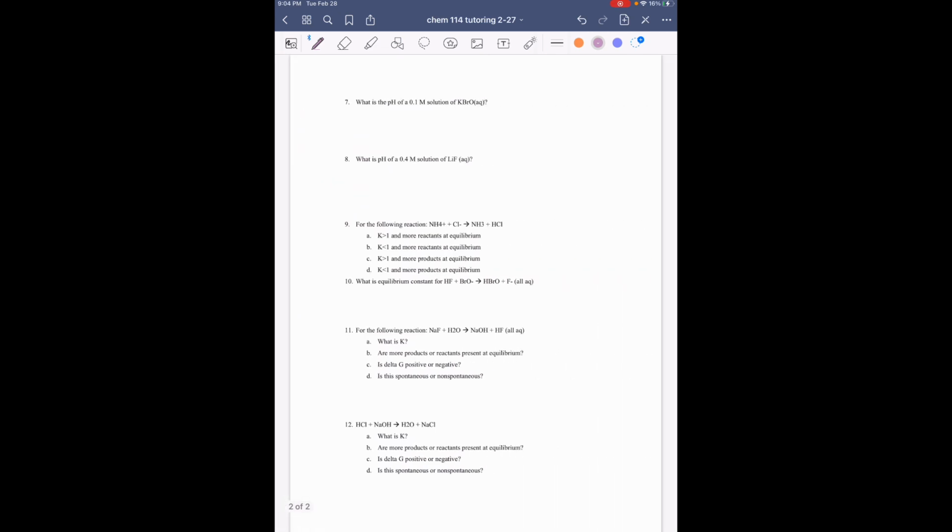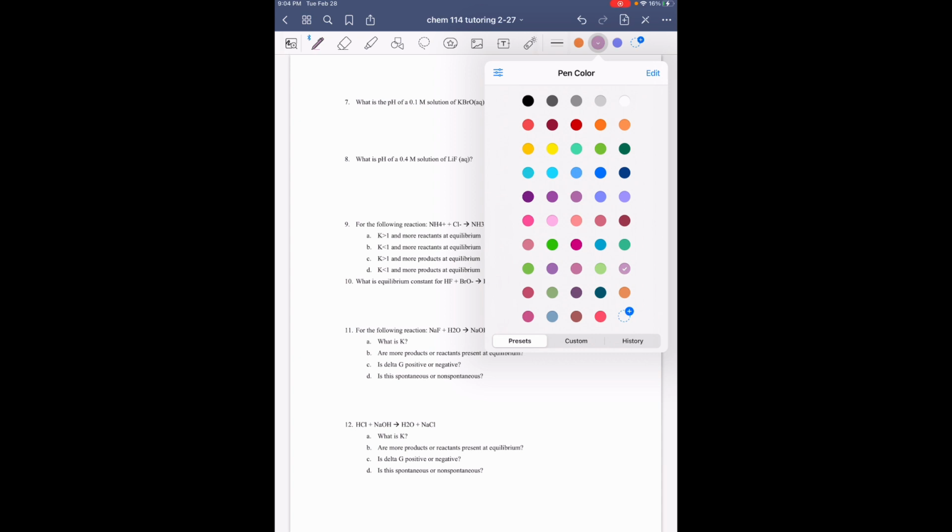All right, next page. So, let's do another color.